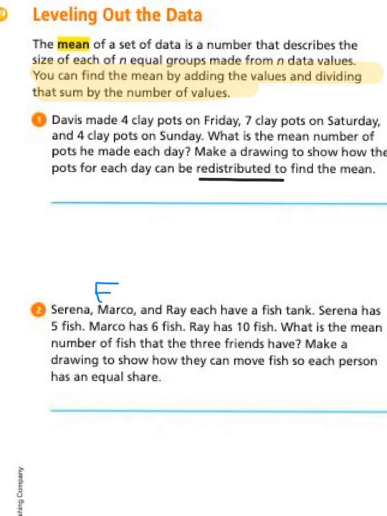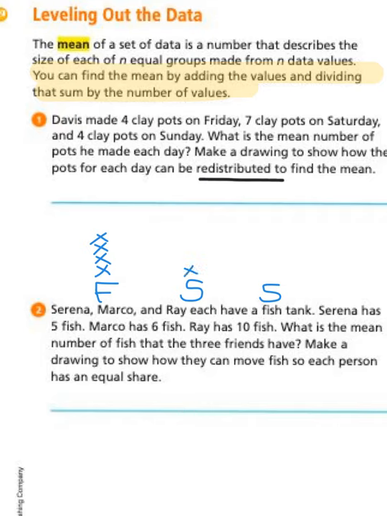Friday, and then it was Saturday, and it was Sunday. We'll just do S's for both. I think you can figure that out. Friday, he had 4 clay pots. 1, 2, 3, 4. Saturday, he had 7 clay pots.